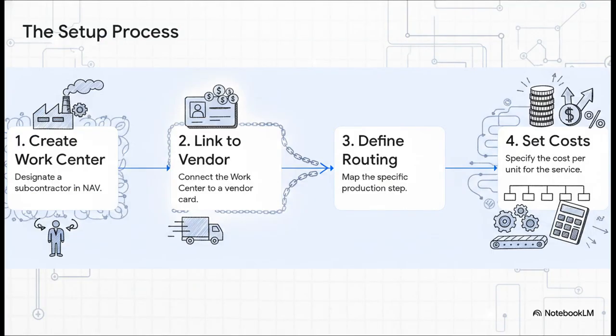So this playbook really comes down to 4 critical steps. First, you've got to create a work center. This is how you represent your subcontractor inside your own system. Second, and this is crucial, you link that work center directly to their vendor card. Third, you define the routing, which basically maps out the specific job they're going to do. And finally, fourth, you set their cost for that service. You get these 4 things right, and trust me, you are well on your way.